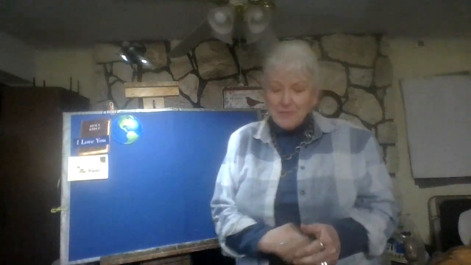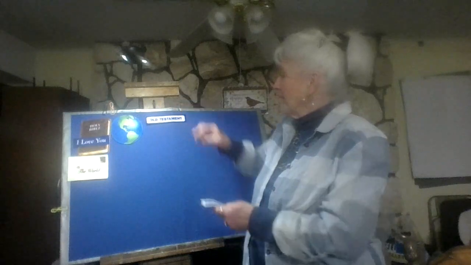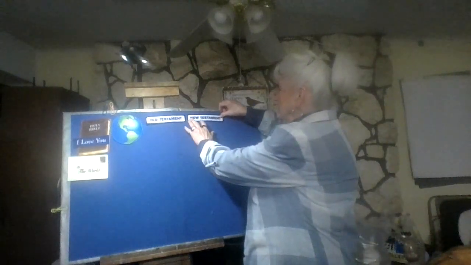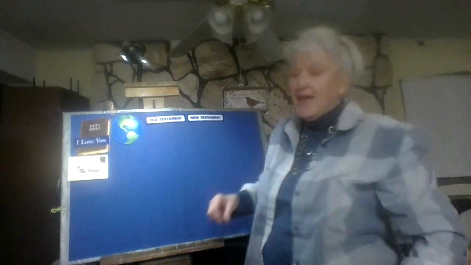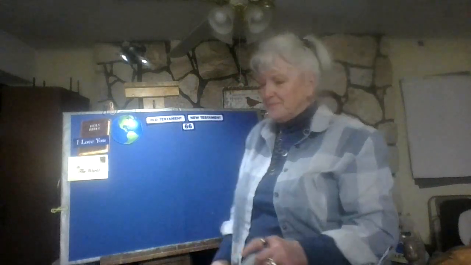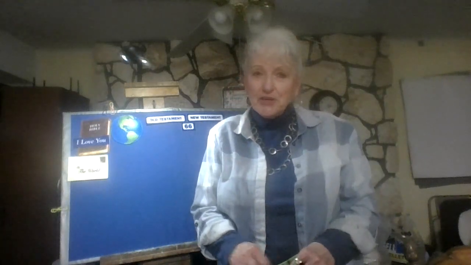This week, we also started talking about the two divisions. Remember, there's an Old Testament and a New Testament. And between all of them, there are 66 books in the Bible. And today we're going to learn about the first 5 books in the Old Testament.